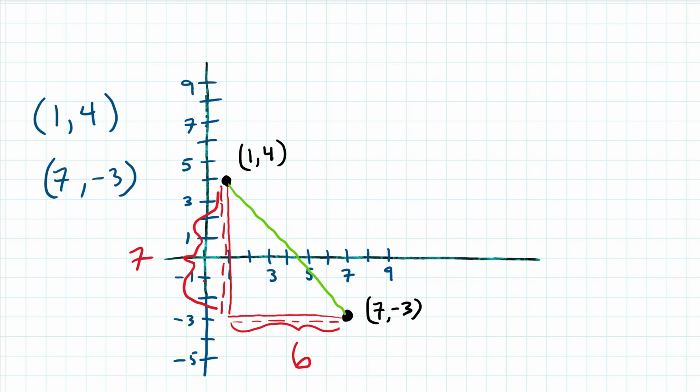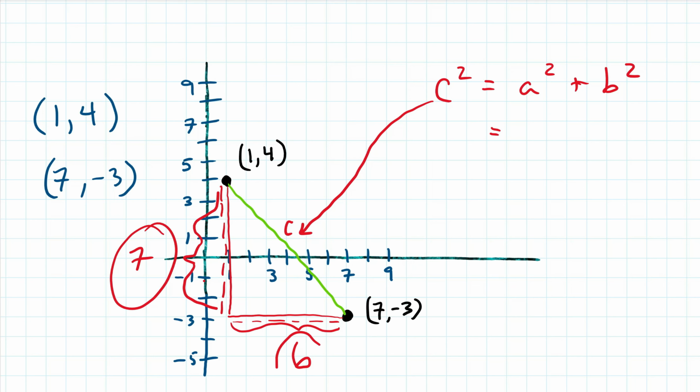Okay, so we have c squared equals a squared plus b squared. So the c is the hypotenuse. That's the c. That's what we're trying to find. But now we have c squared equals a squared plus b squared from the Pythagorean theorem. Our a and b are the legs, the 7 and the 6.